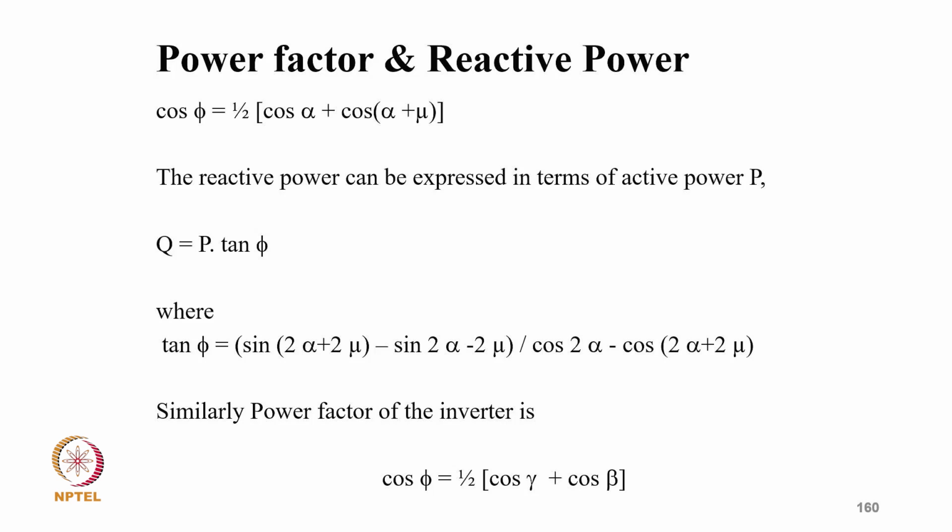and cos phi equal to half in bracket cos alpha plus cos alpha plus mu. And the reactive power can be expressed as a function of active power. So Q equal to P tan phi, where tan phi is sine 2 alpha plus 2 mu minus sine 2 alpha, divided by cos 2 alpha minus cos 2 alpha plus 2 mu. Similarly, the power factor of the inverter is cos phi equal to half of cos gamma plus cos beta.